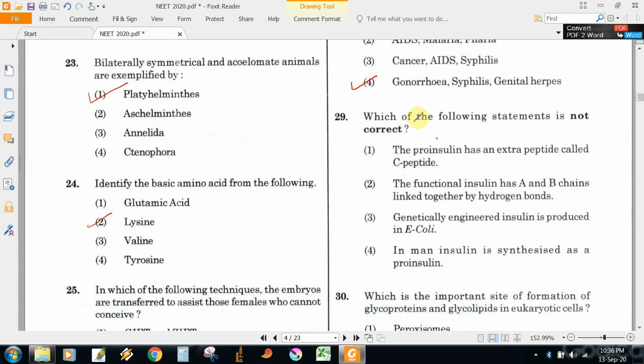Now, next question we are having: which of the following statements is not correct? The proinsulin has an extra peptide called C peptide. Yes, it is true. The functional insulin has A and B chains linked by hydrogen bonds. No, it is linked mainly by disulfide bridges. So hence the second statement is not true.